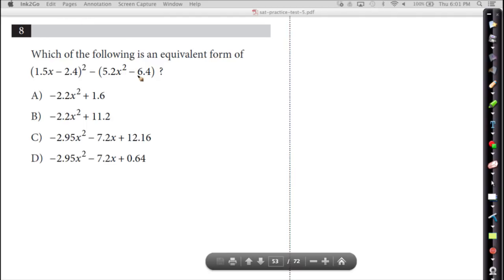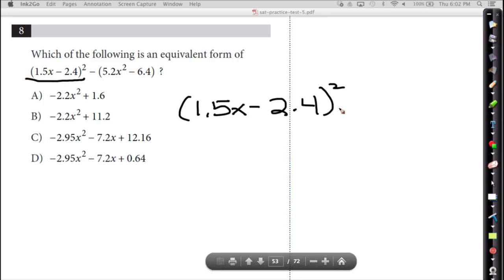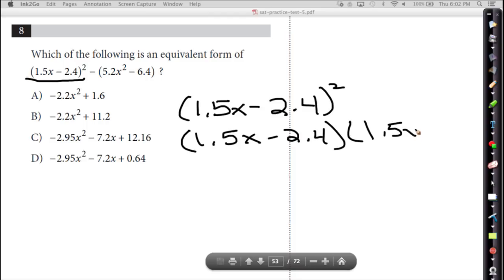Let's see here. Well, which of the following is equivalent to the form of all that? So let's look at it. This expression over here, I'm going to write out 1.5, and you can use a calculator on this section. So they give you something like this so you can sit there and plug away in your calculator, which I don't recommend doing. So this is really 1.5x minus 2.4 times 1.5x minus 2.4. That's just the left side, right?